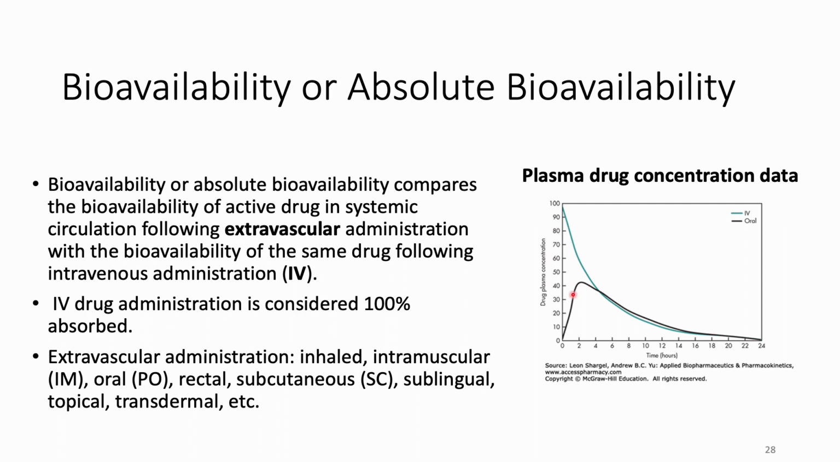From this curve, for example, the area under the curve for the green one is for a drug administered by IV injection, and the area under the curve, or AUC, of the black one represents the drug administered extravascularly, for example by oral administration. You can see that the AUC here should be smaller, or at maximum equal, but it should be smaller than the AUC for IV administration.